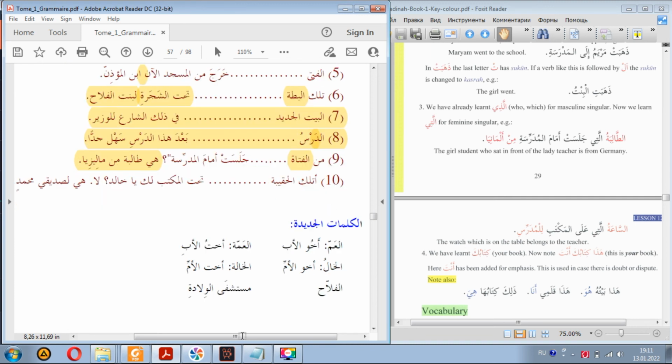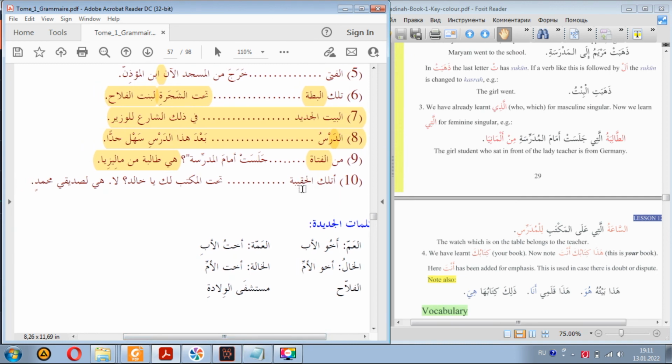And the last sentence, أتلك الحقيبة. حقيبة, a bag. So does that bag which is under the table belong to you, ya Khalid? أتلك الحقيبة التي تحت المكتب لك يا خالد؟ لا, هي لصديقي محمد. No, it belongs to my friend Muhammad.